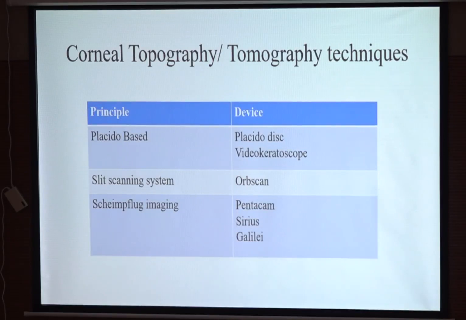So we have various techniques based on which we can do a corneal topography or a tomography. The earlier one which was used was the Placido based, which includes devices like the Placido disc and video keratoscope. Then we have the slit scanning system, which includes your OrbScan, and then we have the latest Scheimpflug imaging, which includes the Pentacam, CDS and Galilei.